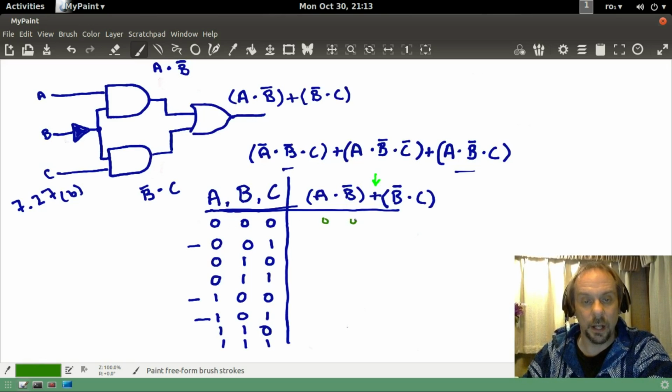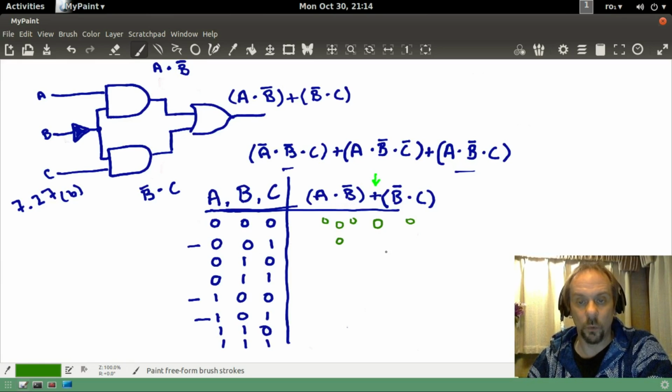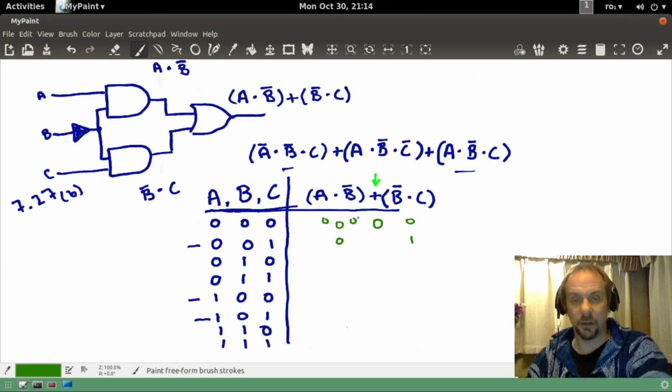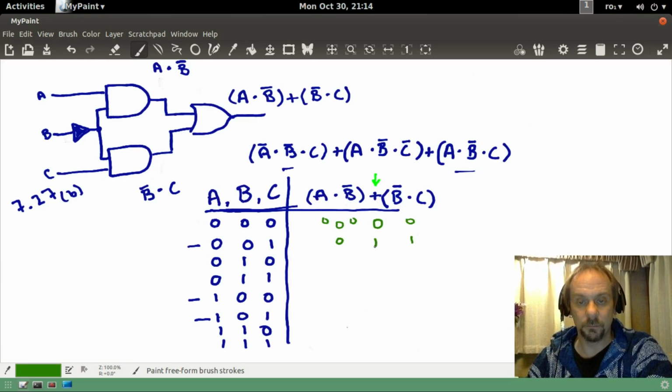0 and 0 is, of course, 0. And not B, 0, B negated. So not B is 1. So 1 and 0 is 0. 0 or 0 is 0. 0 and 1, so 0 negated. 0 and 1 is still 0. 1 and 1 is 1. 1 or anything or 1 is going to be 1.